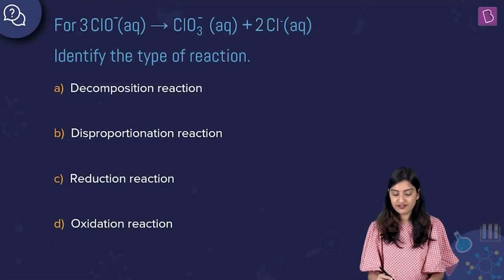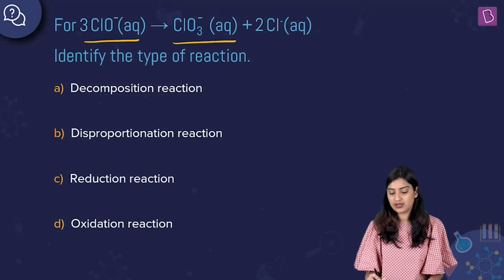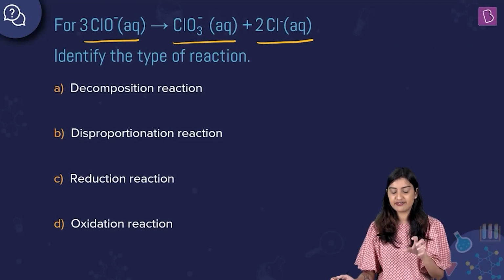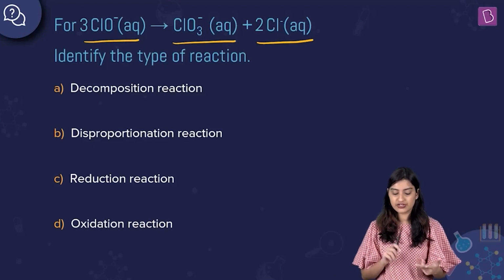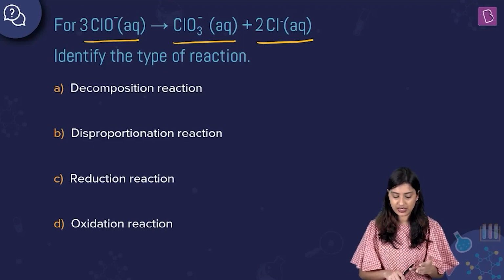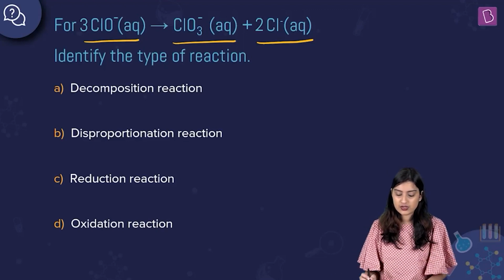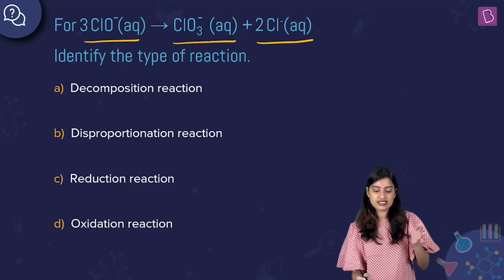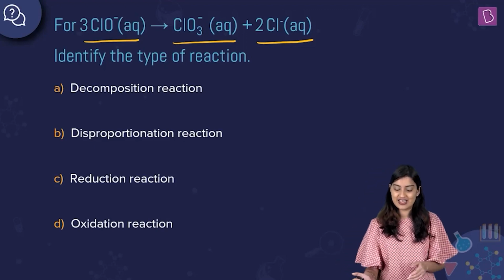Alright, so here you have 3ClO⁻(aq) giving you ClO3⁻(aq) plus 2Cl⁻(aq). Identify the type of reaction. The options are decomposition reaction, disproportionation reaction, reduction reaction, oxidation reaction. So what we'll do is find out the oxidation state of everything, and then see what sort of a reaction this actually is.